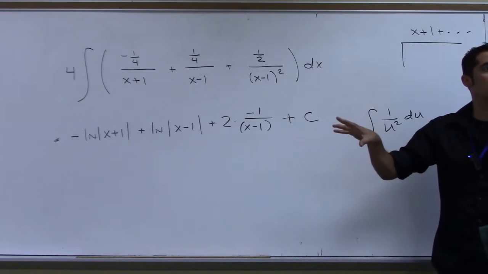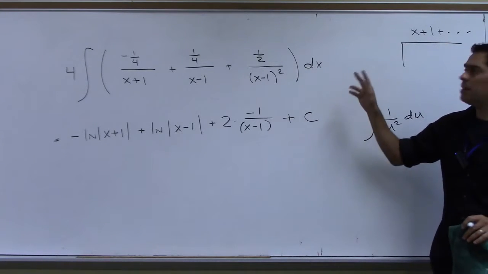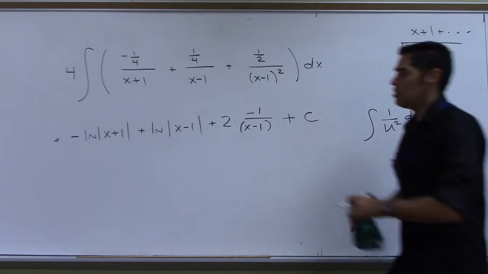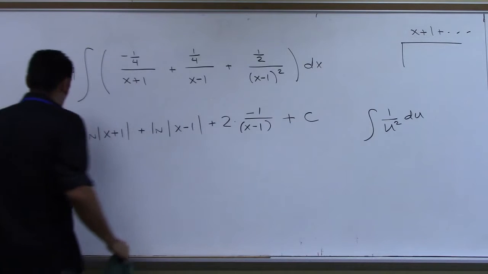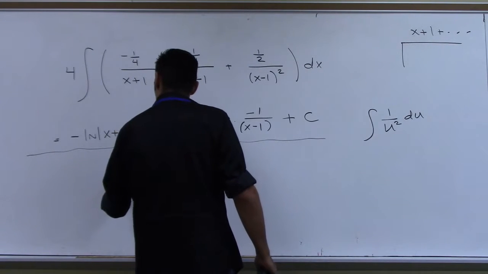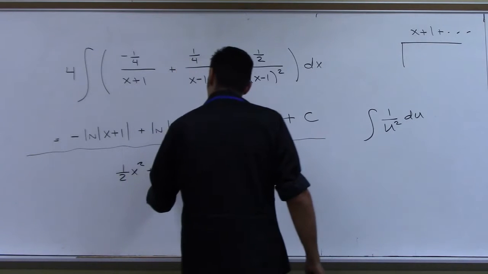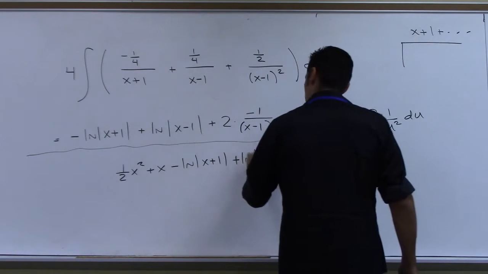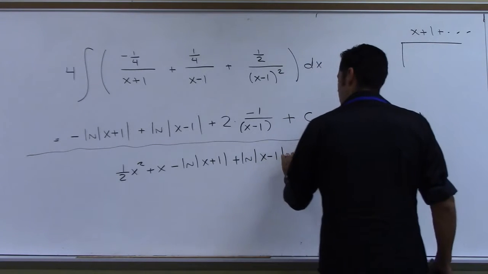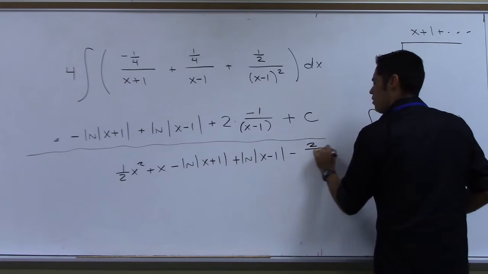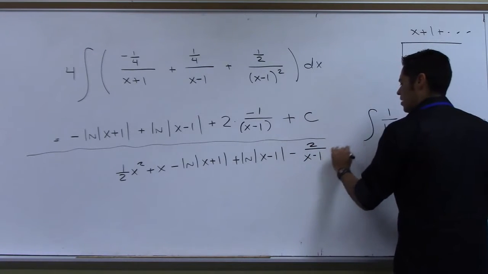Now, what was the part, again, that we integrated in the very beginning? Was it this right here? Yes. So 1/2 x squared plus x. So your final answer, after all the work we did, should be 1/2 x squared plus x minus natural log of x plus 1 plus natural log of x minus 1, minus 2 over x minus 1 plus c.